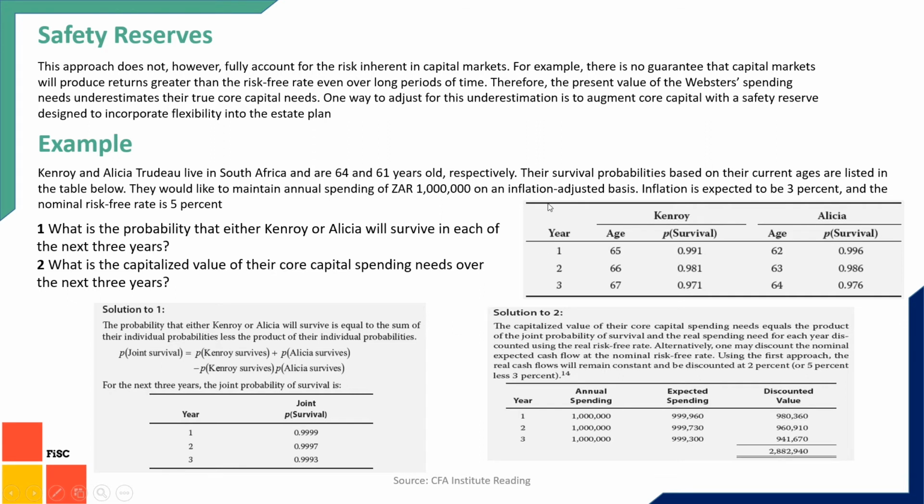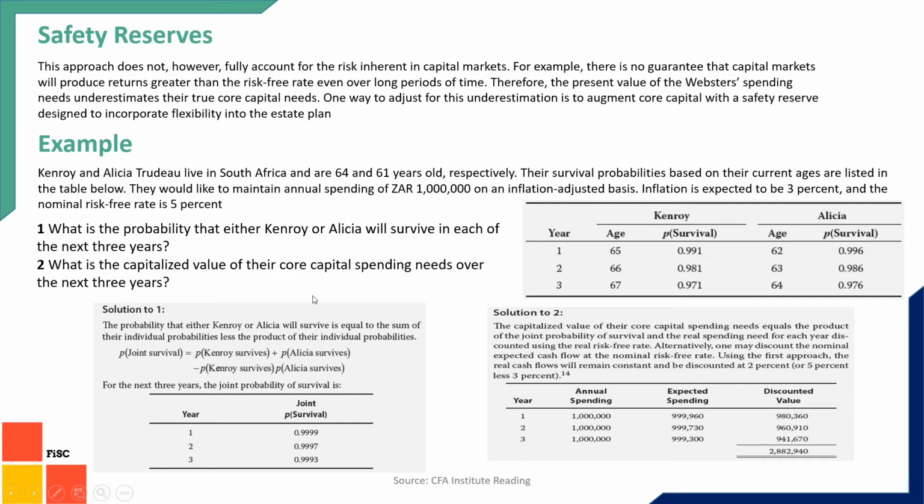So here you have seen inflation adjusted basis, that means it is a real spending, and that's why we will use a real rate. Okay, so the question here is, what is the probability that either of them will survive? So we have to find the joint probability, which will be found using this formula, and we have been given the individual probability of both of them. So using this formula you can find it. You will be able to see that this is the answer which is coming for you also.